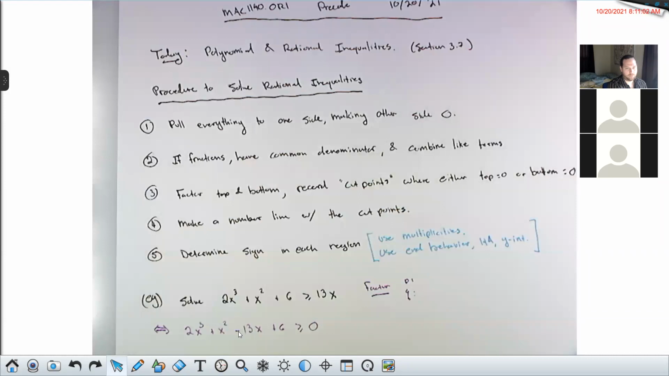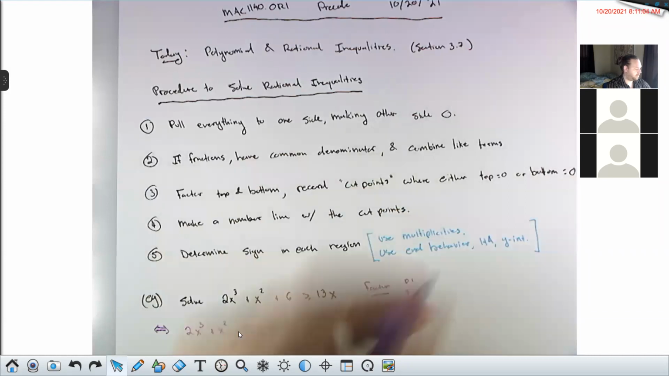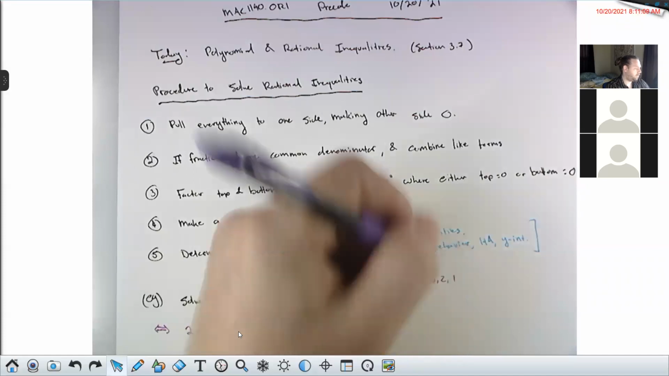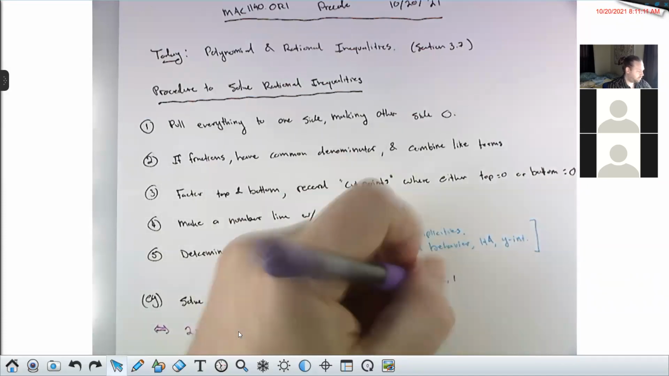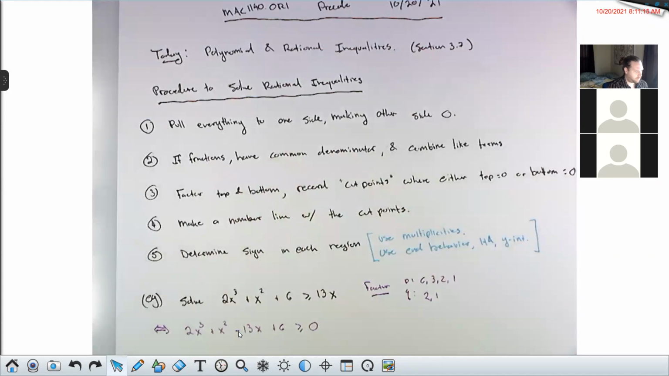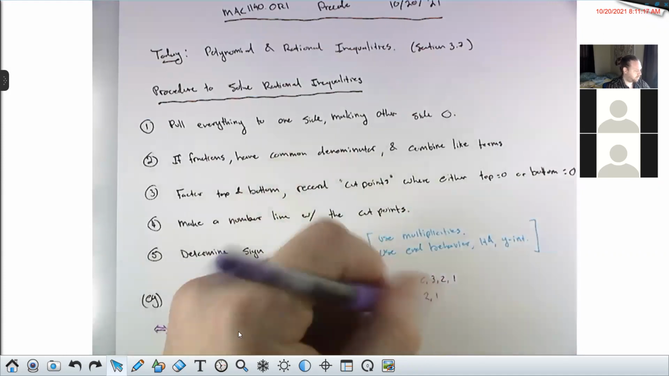So we write down our list of p's and q's. P's are divisors of 6. So that's 6, 3, 2, and 1. Q is 2. So 2's divisors are just 2 and 1. And then we're going to start trying to figure out our possible rational roots.